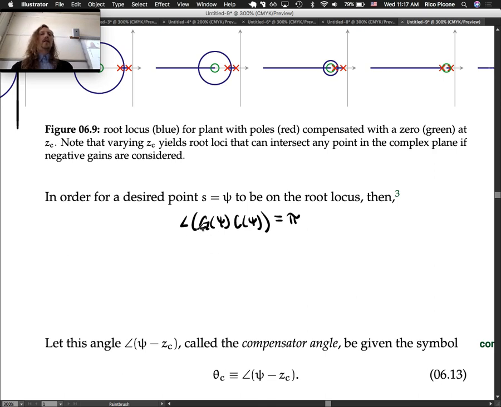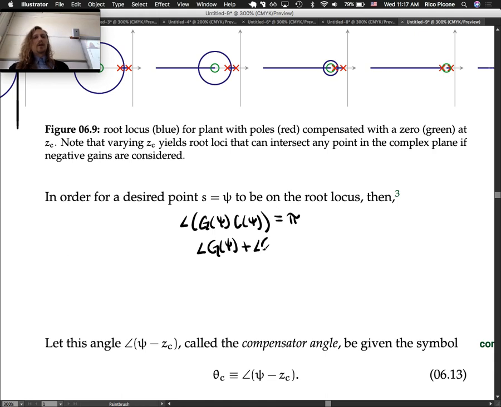So remember, when you have two systems that are transfer functions multiplied together, then you can take the sum of each angle separately, right?